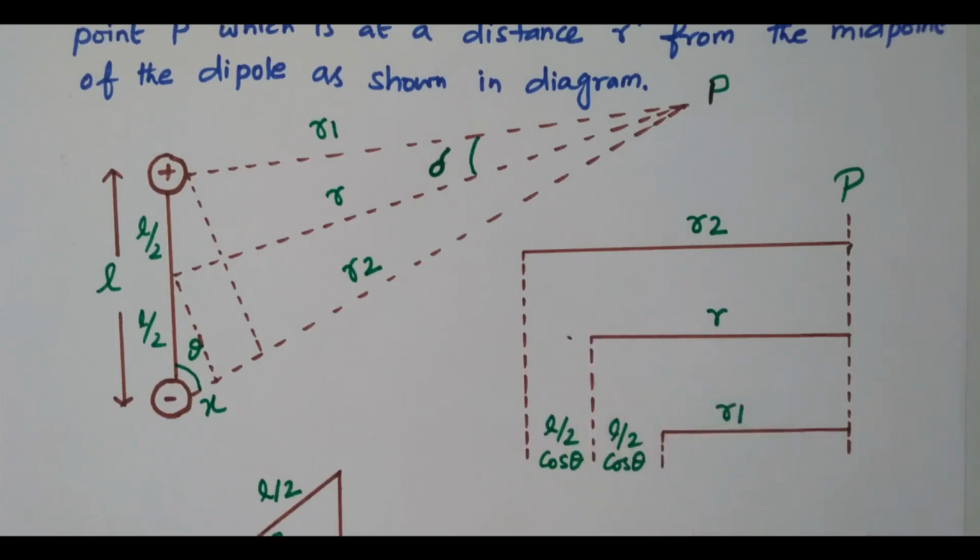From this, we can easily identify that R1 is nothing but R minus L by 2 cos theta. At one expression we need that. Similarly, R2 is nothing but R plus L by 2 cos theta. So R1 and R2 are written in terms of R, right? R2 equals R plus L by 2 cos theta. R1 equals R minus L by 2 cos theta. From R, if we subtract L by 2 cos theta, we will get R1. R plus L by 2 cos theta will give R2, right? At the time of the derivation, we can refer to this value.